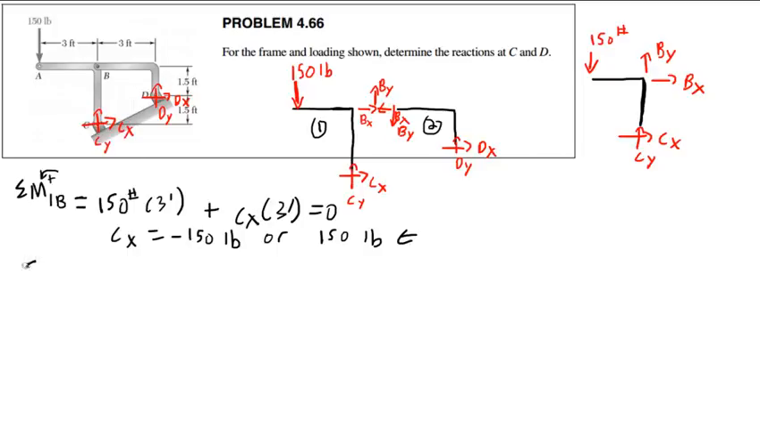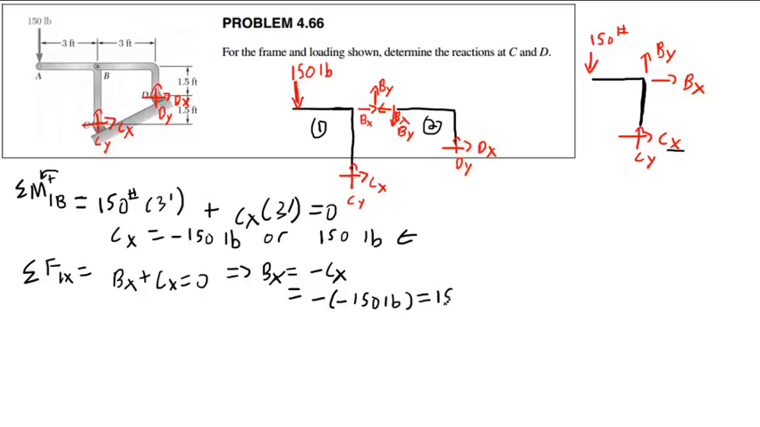Now I have another opportunity to get points on the board. I'm just going to do a sum of forces on object 1 in the x direction. That's going to give me BX plus CX equals 0, so therefore BX is negative CX, negative negative 150 pounds, or 150 pounds positive, or 150 pounds to the right. So that's CX, and that's BX. This is CX, so I'm just going to box this one.